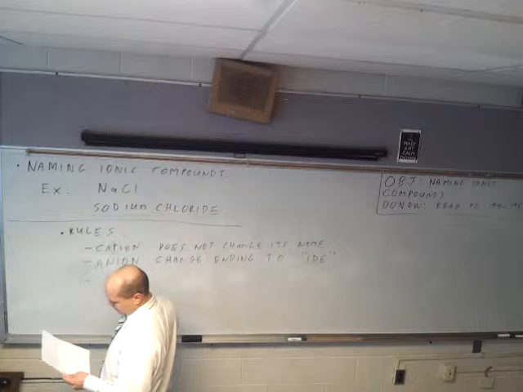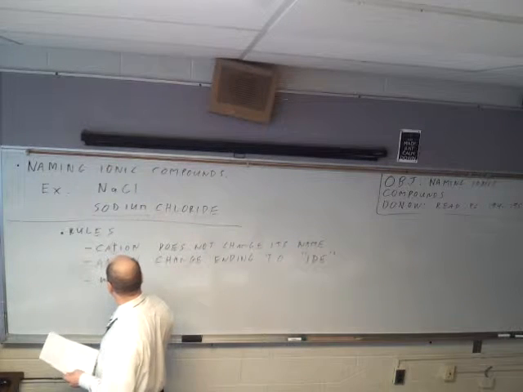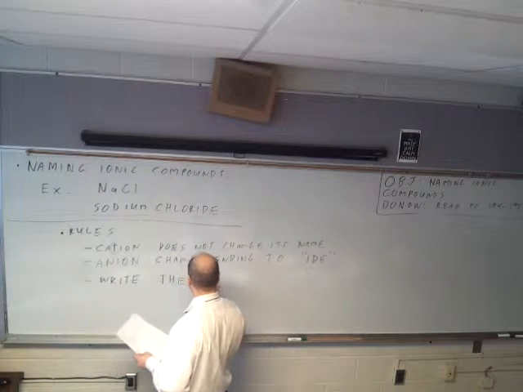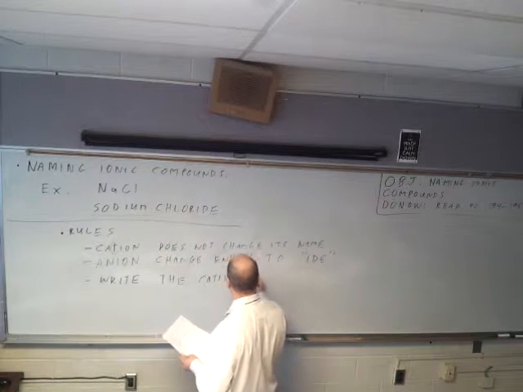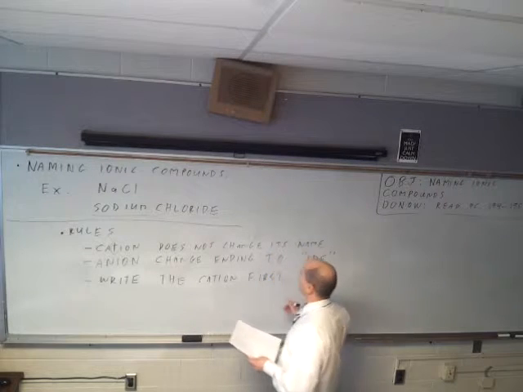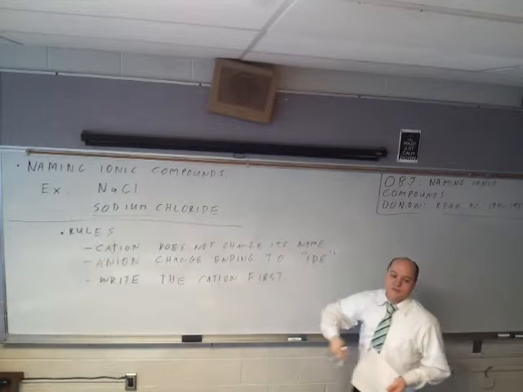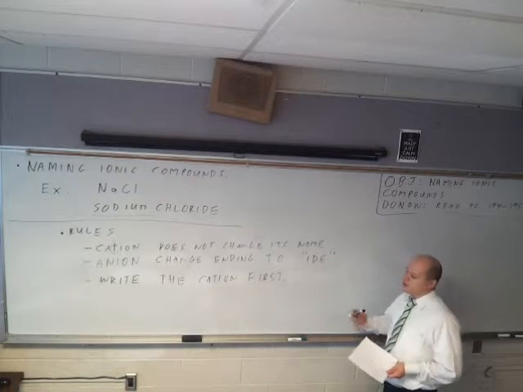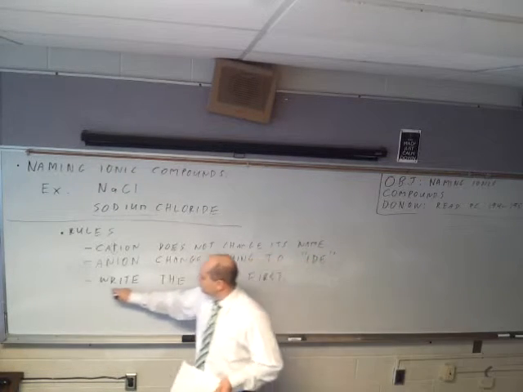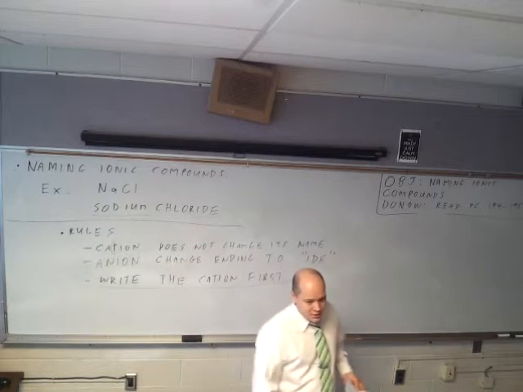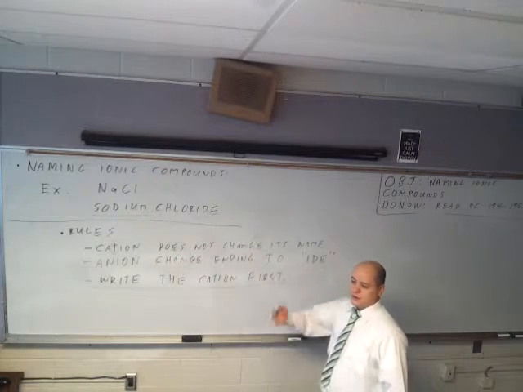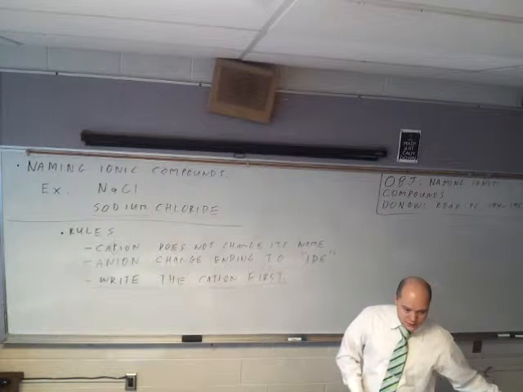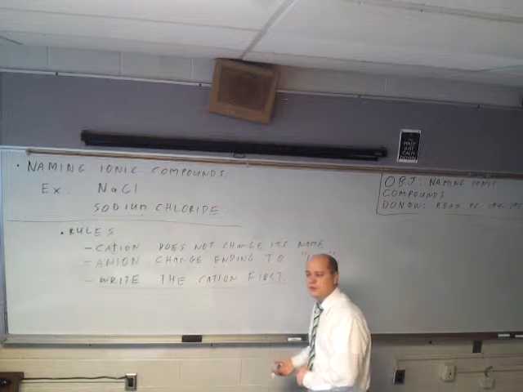All right, what's the last thing here? Write the cation first. So you couldn't call this chloride sodium. You have to call it sodium chloride. So always write the cation first, the anion second. Basically, the way to know which one's going to come first, for the most part, is this: you go on the periodic table from left to right, because usually the cation is the one that's farther to the left on the periodic table, and the anion is usually the one that's farther to the right.